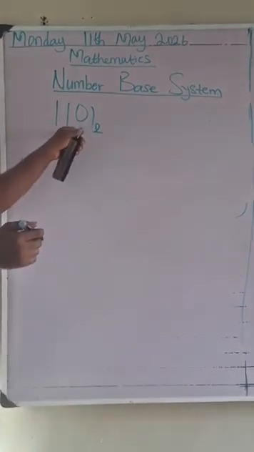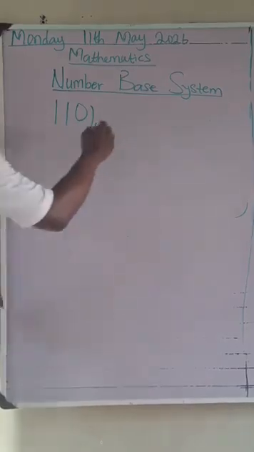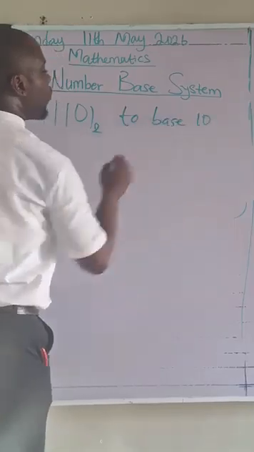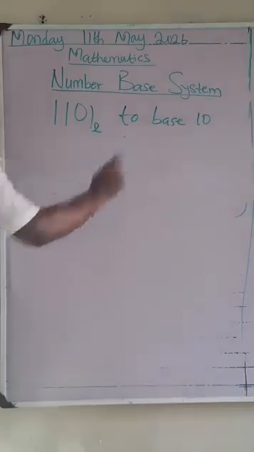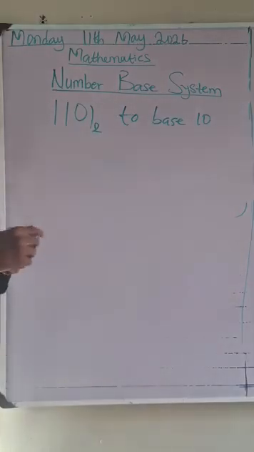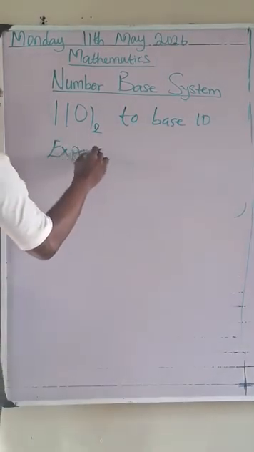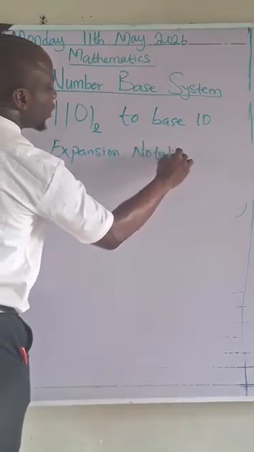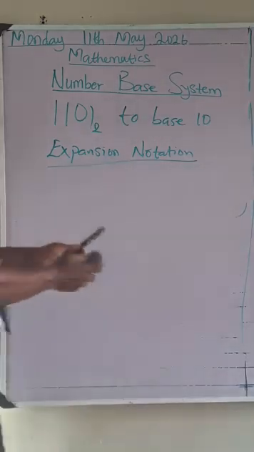Let's convert this number from base 2 to base 10. When you're converting from any base to base 10, take note, we have a simple rule which I've already told you, which is what? Expansion notation.